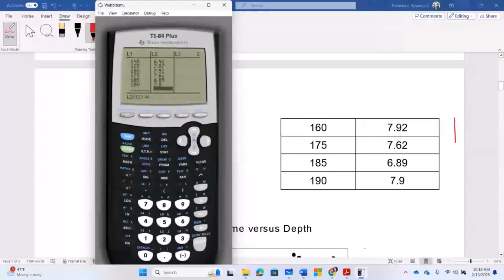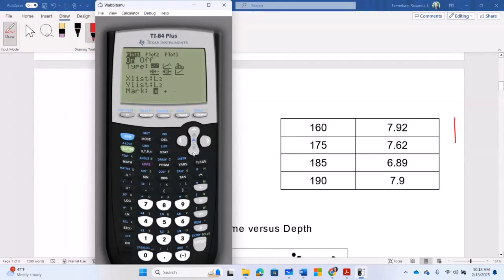The next thing now is to find the scatter plot first. This is our first time doing scatter plots, so you have to watch. Second, stat plot, and then I'll select plot 1. I'm doing a scatter plot, and scatter plot is the first option. I'm going to select that and arrow down.